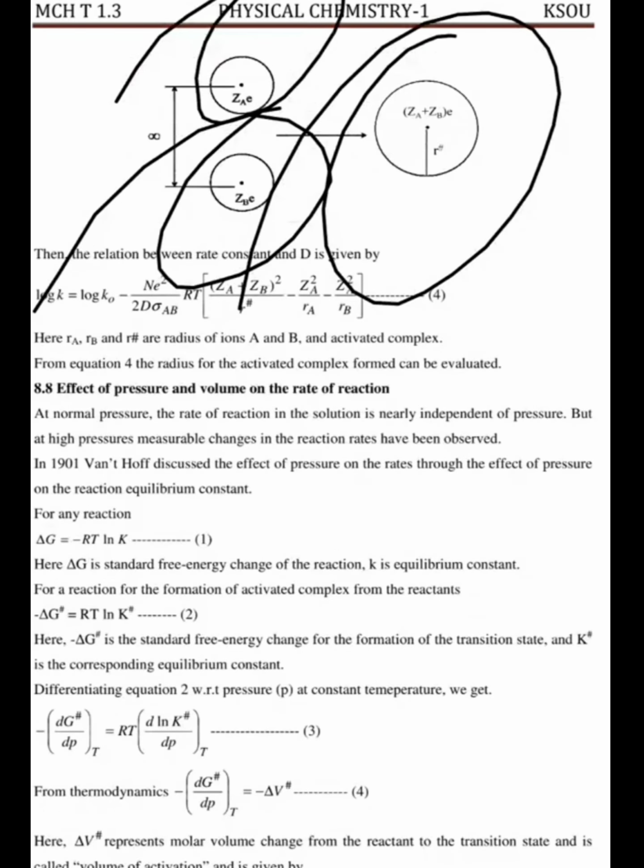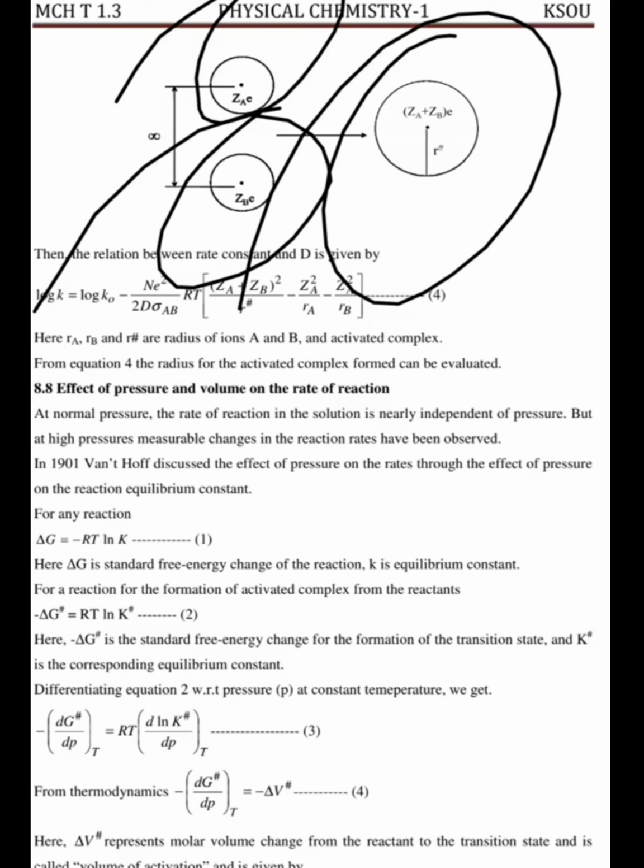In the single sphere model it becomes either one. So the activated complex is formed as a single sphere with a net charge equal to the algebraic sum of the charges on the individual ions. So that is with respect to the single sphere model.